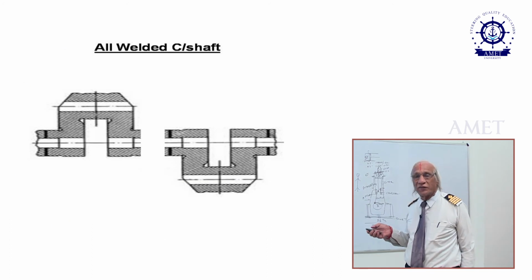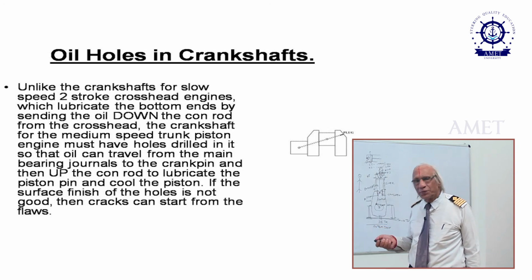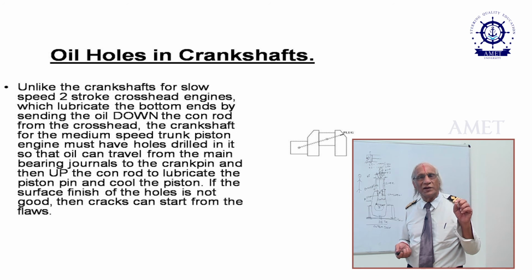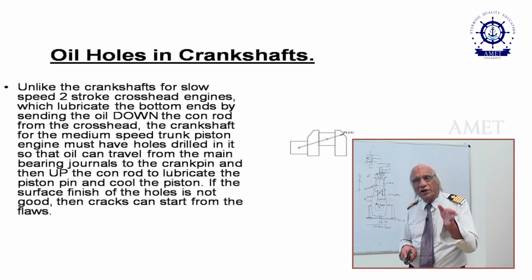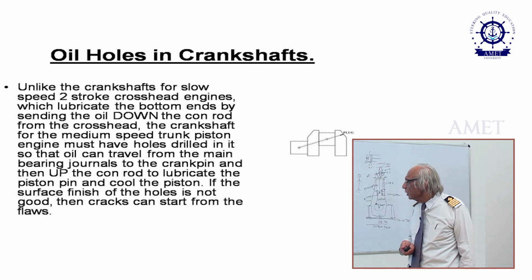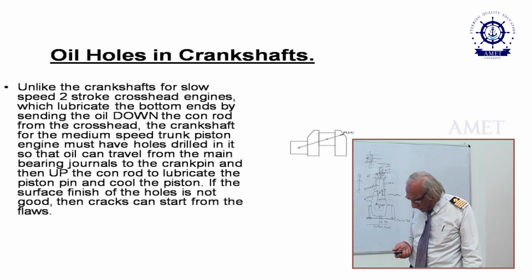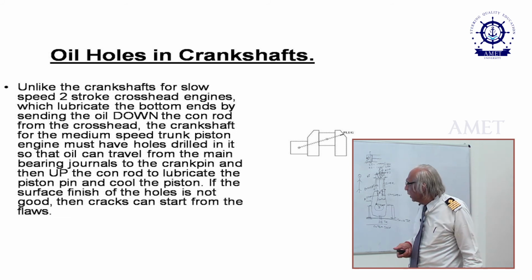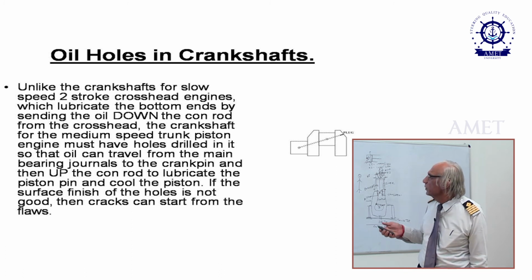This is what an all-welded crankshaft looks like, where each part is welded: the journal is separate, the crank web is separate, and the crank pin is separate. So there are several welds involved in making up the journal, the crank web and the crank pin. Finally they are all welded together to form a single crankshaft of multiple units.